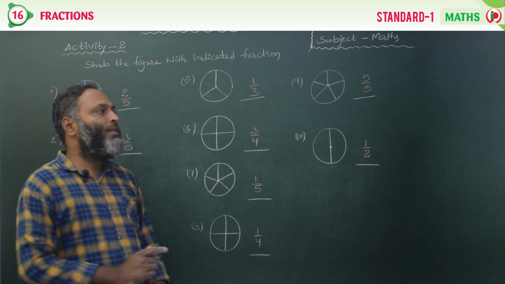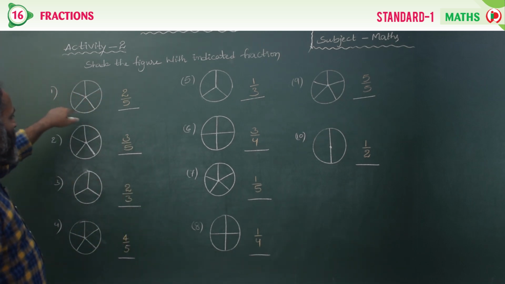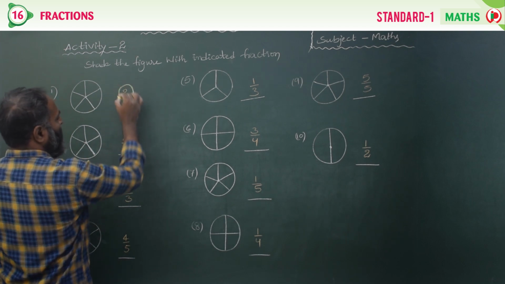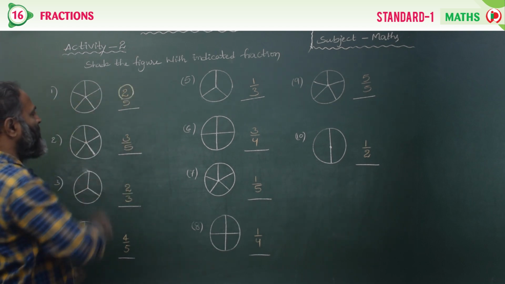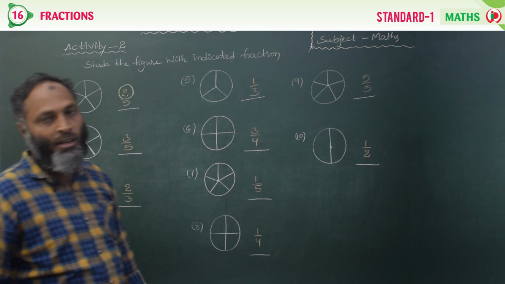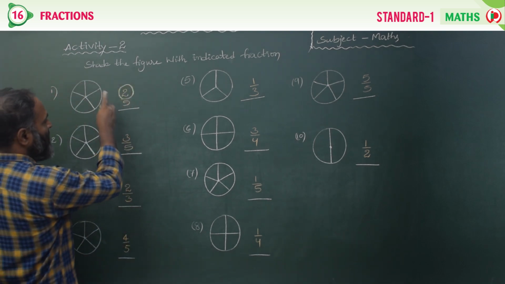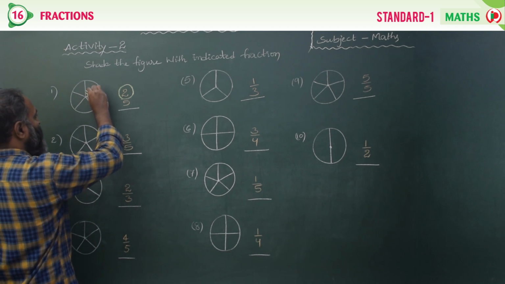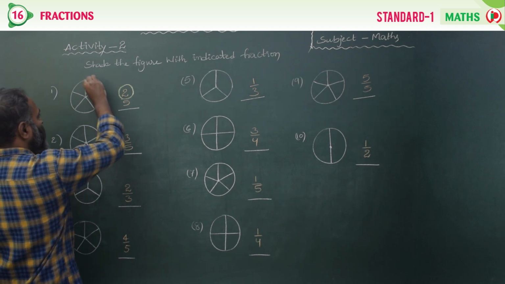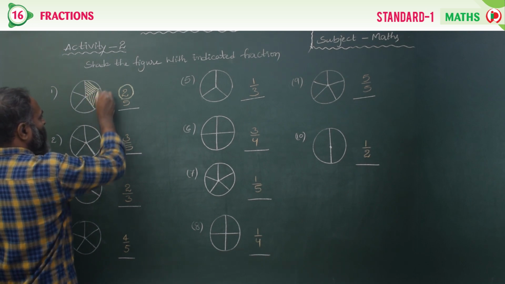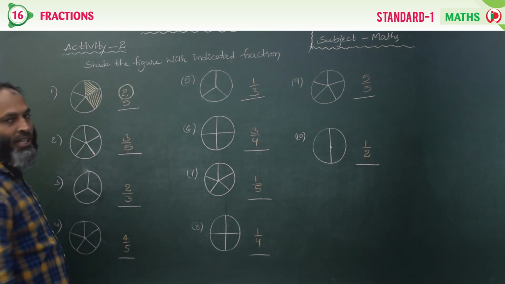Okay, now see here the first one, 2 by 5. 2 is the numerator, and 5 means there are 5 total parts. What is the numerator? 2. It means 2 parts we should shade. Out of 5 parts, 2 parts we should shade. 1, 2, 3, 4. This is the first part, and this is the second part. So these 2 parts we should shade.